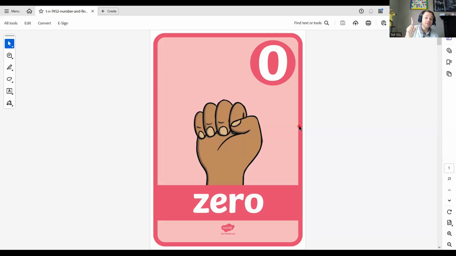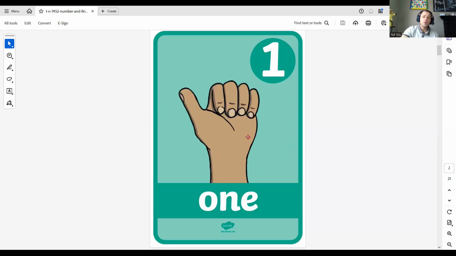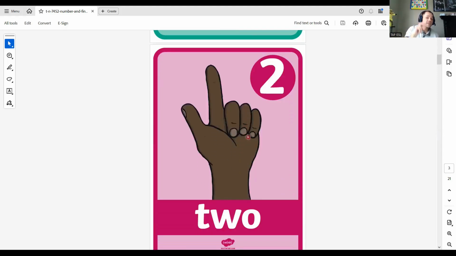So today's first number is the number 0. The question is, what is this number? The number is 0. What number is this? The number is 1. What number is this? The number is 2.